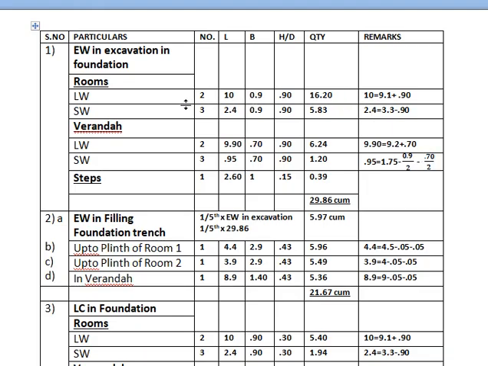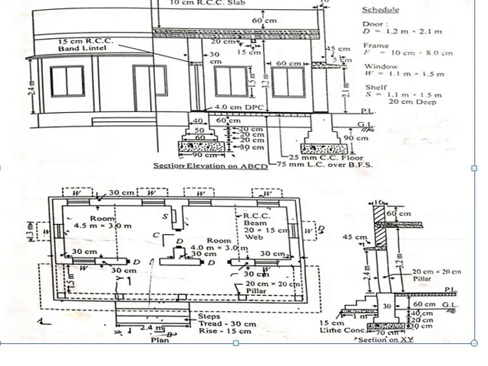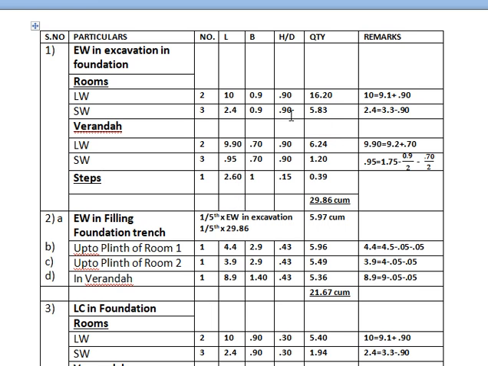So after calculating it for the rooms, the length is now calculated, breadth is given in the section, and its height you can also calculate from the section. As you can see, 30 centimeter plus 20 plus 20 plus 20, which sums up to be 90 centimeter, that is 0.9 meter. Therefore this has been calculated. Multiply this and this, you will get the quantity.